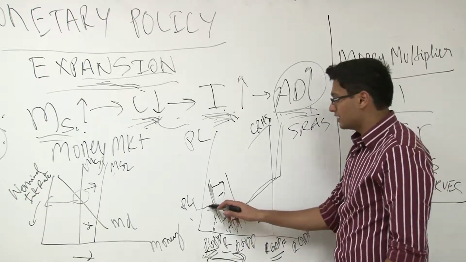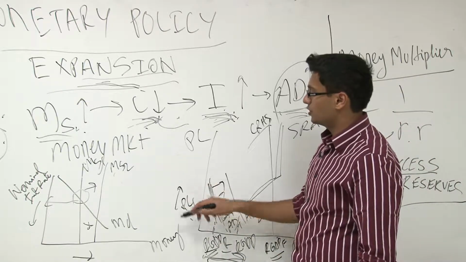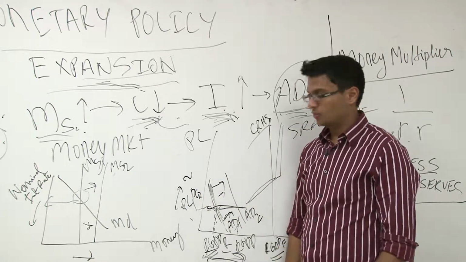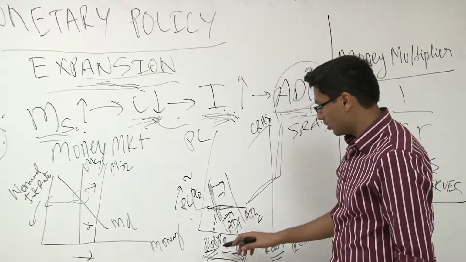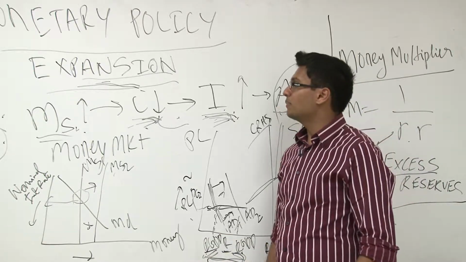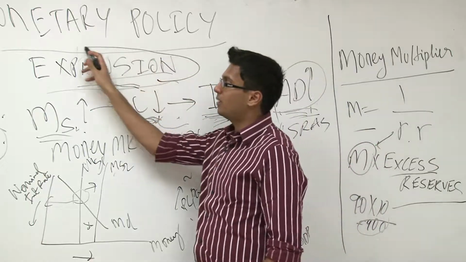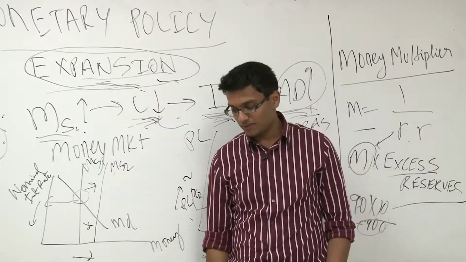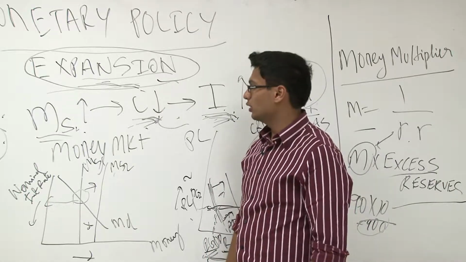Awesome. And because it's in the horizontal part, there's not too much difference in your price level. PL1 to PL2 is a negligible change. Perfect. So output is up, more jobs, more in the economy, people are happier, and we've successfully used monetary policy to expand the economy. A lot of stuff going on, but hopefully you'll make sense of it.